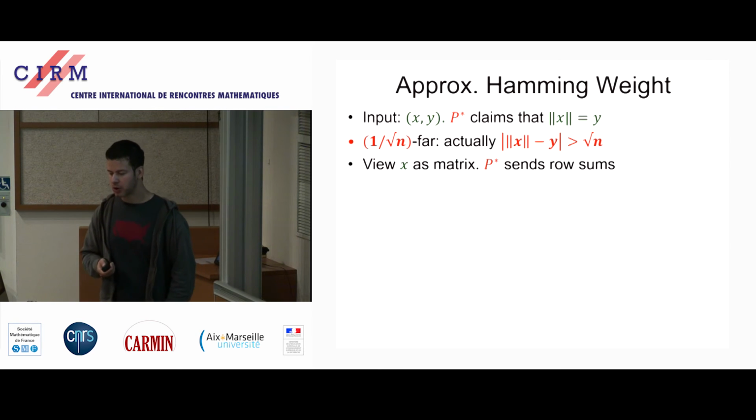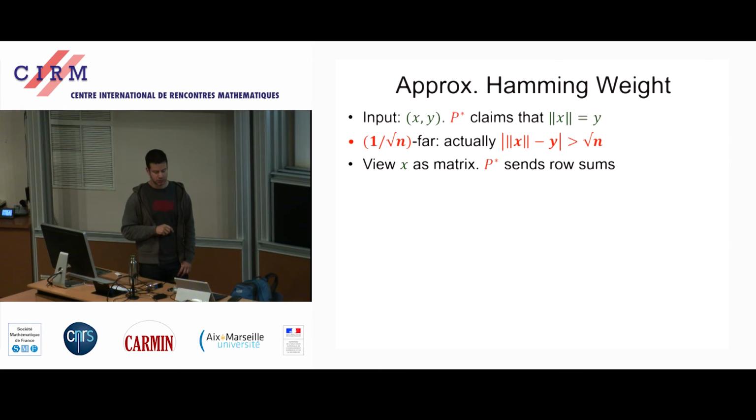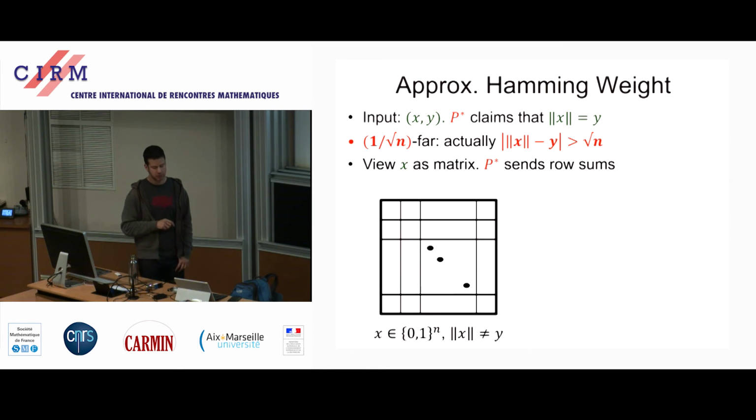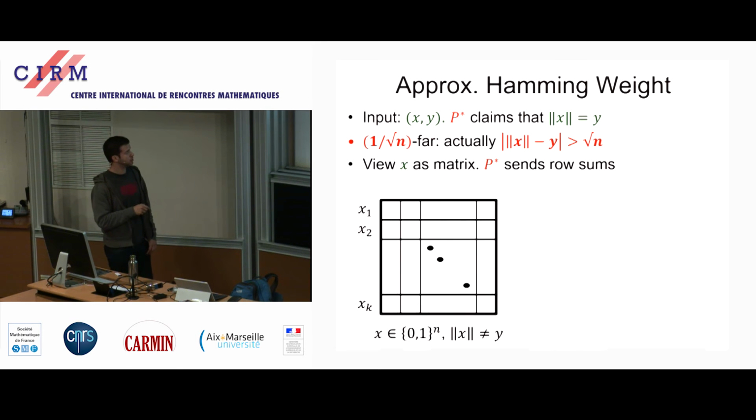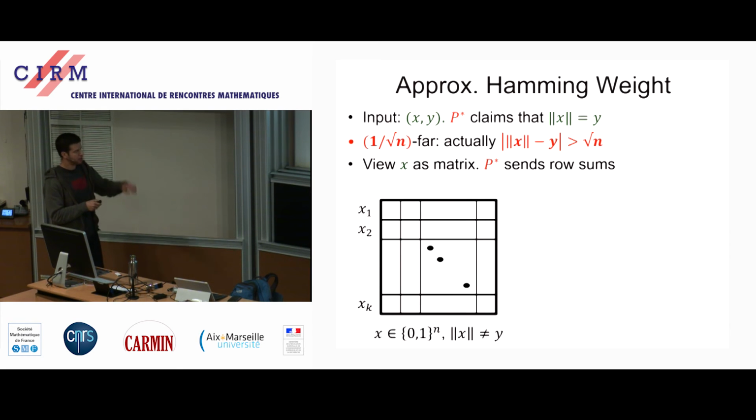The way the protocol works is we think about the input x as a matrix, a root n by root n matrix. What we're going to ask the prover to do is to send the Hamming weight of each row of this matrix. That's the first thing that the prover does. Think about these rows as x1, x2 up to xk, where k is equal to root n, so this is a square matrix.